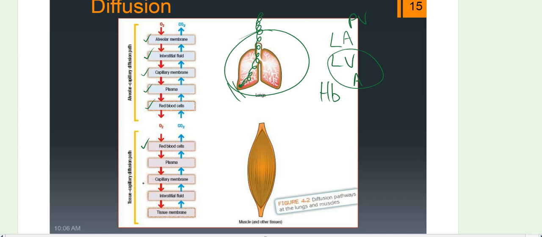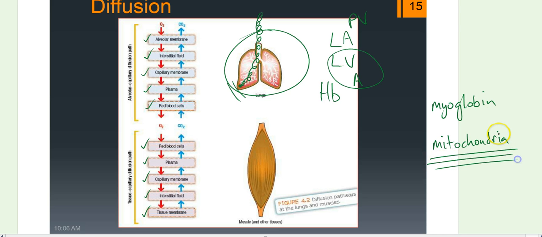It would then go to the working muscle. It leaves the red blood cell back through to the plasma, across the capillary membrane, into the interstitial fluid, and into the muscle tissue itself, where it's picked up by myoglobin and transported to the mitochondria, where aerobic energy takes place.